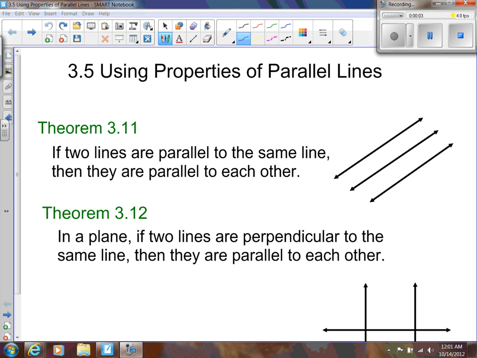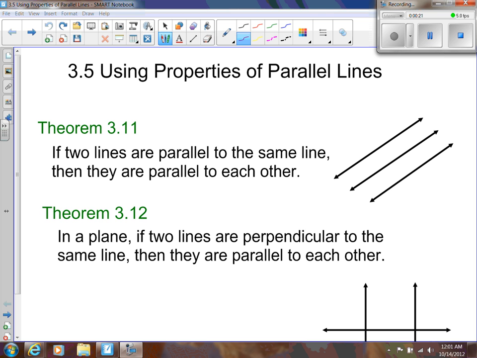3.5, using properties of parallel lines. As you notice, chapter 3 is all about proving stuff. Chapter 4, we're going to get into triangles, and we're going to have a lot more proofs. After that, it'll start calming down, so I know you guys aren't liking it. Stick with it. Learn the theorems, learn the definitions, and you'll be all right.